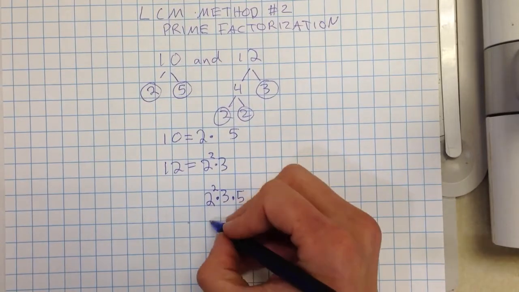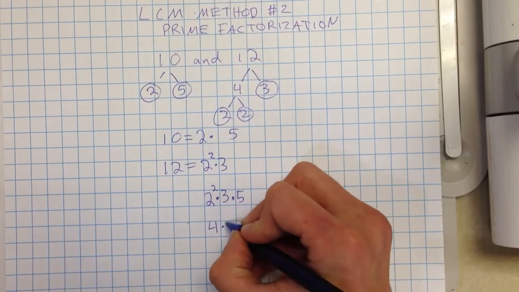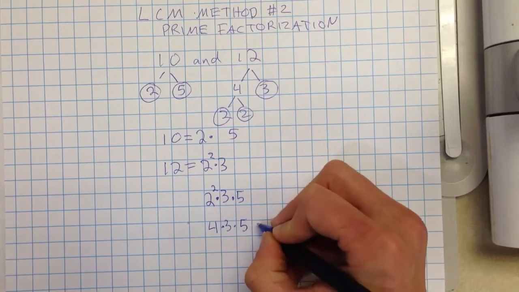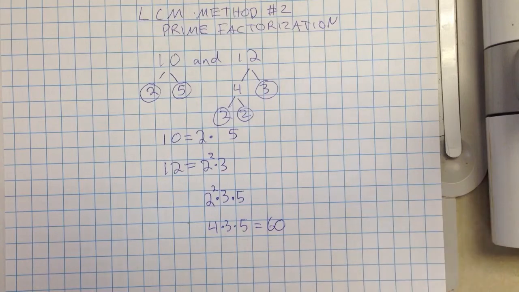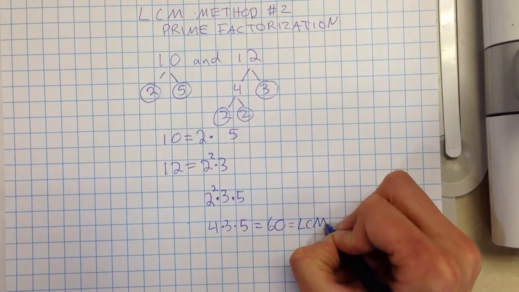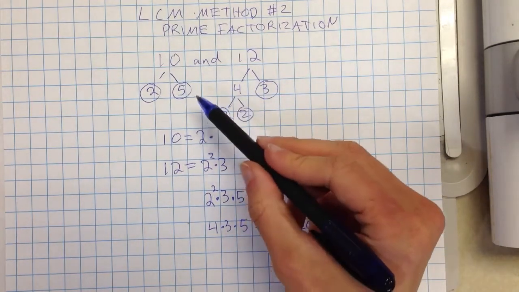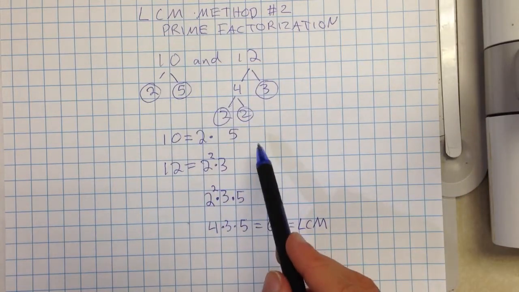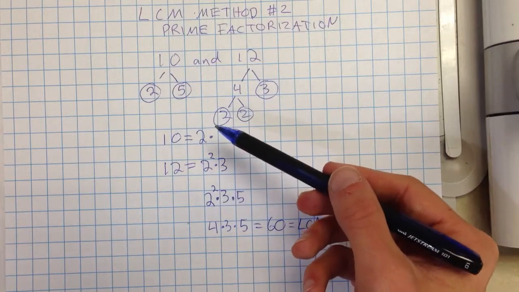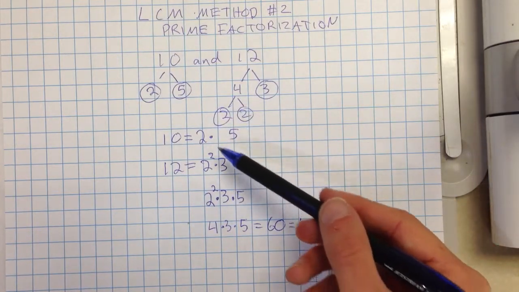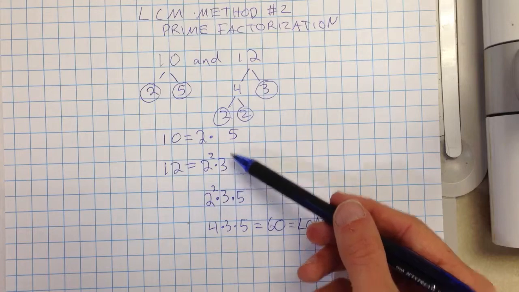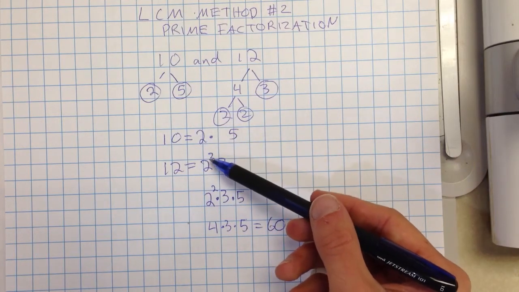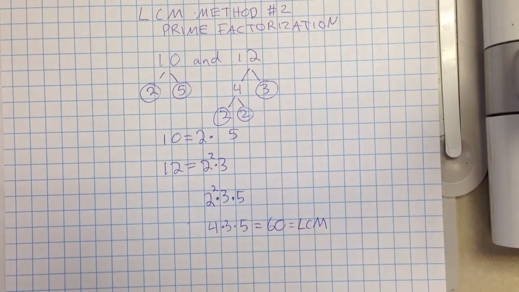2 squared, same thing as 4, times 3 times 5. 4 times 3 is 12. 12 times 5 equals 60. So we get the same LCM. But this time we took our two numbers, we listed out all the prime factorizations, and we looked for any number we see in at least one row. So we had a 2, a 3, and a 5. And if we had a number in more than one row, we picked the one with the bigger exponent, so this would be 2 squared.